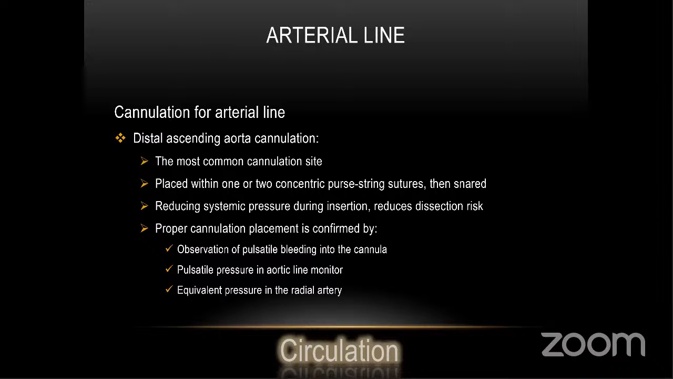The cannula is placed within one or two concentric purse string sutures, then snared. Reducing the systemic pressure during cannula insertion may reduce the risk of dissection, so many surgeons choose to transiently reduce the systemic pressure below 100 millimeters of mercury.